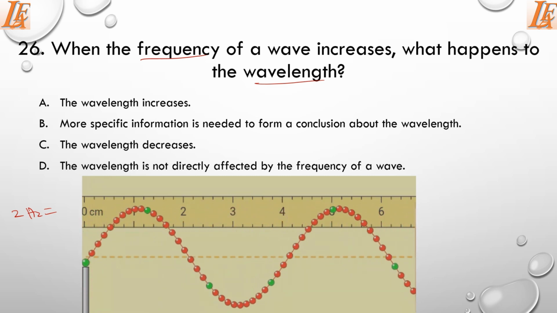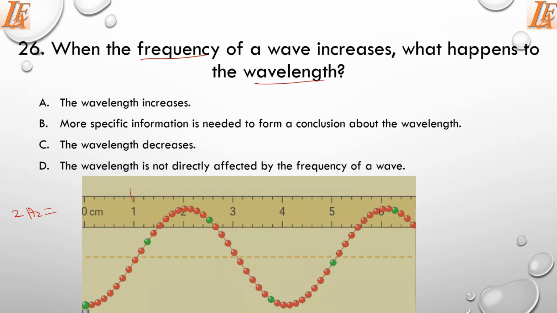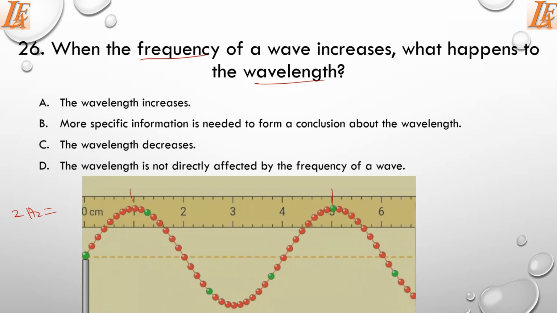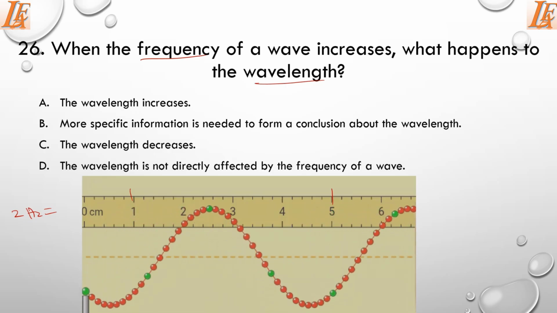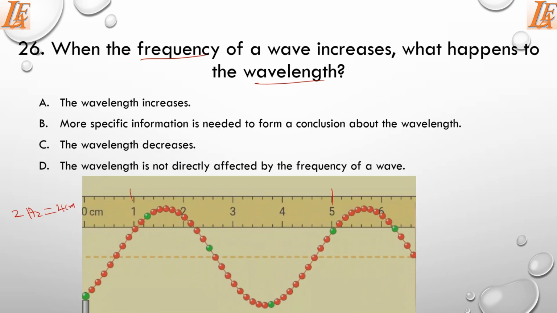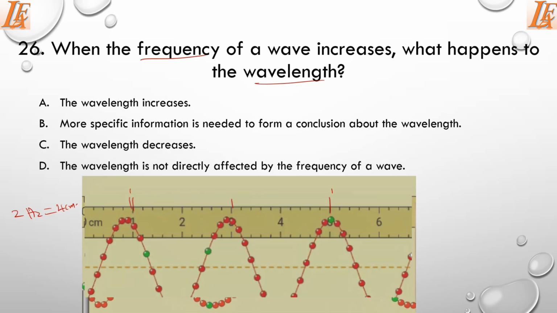And in this case, you will realize that the wavelength ranges from 1 to 5 here. Therefore, in this case, 5 minus 1 is 4 centimeters. While when I introduce a frequency of 4 Hz, I want you to note the wavelength of this wave, and in this case now it's ranging from 1 to 3. Therefore, in this case, it means 3 minus 1 is 2 centimeters.